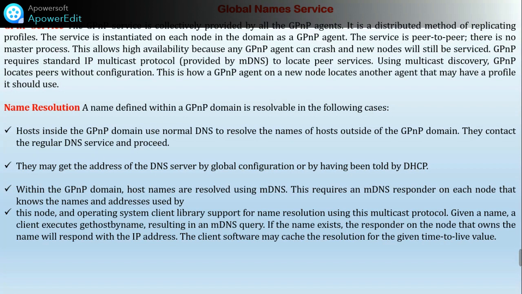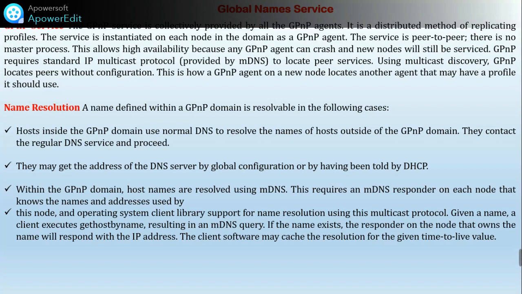GPnP requires the standard IP multicast protocol provided by mDNS to locate peer services. Using multicast discovery, GPnP locates peers without configuration. This is how the GPnP agent on a new node locates another agent that may have a profile it should use.